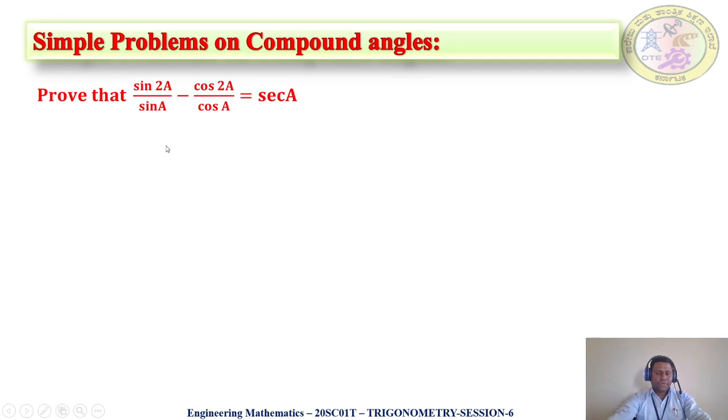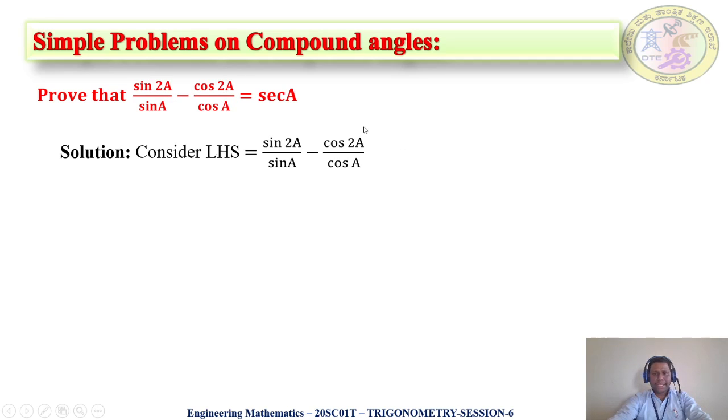Okay. Now prove that sin 2A divided by sin A minus cos 2A divided by cos A is equal to secant A. We have to prove this. So consider LHS, that is sin 2A by sin A minus cos 2A by cos A. What is the step which is remaining here? What is possible? You do not yet know what sin 2A is, because we have not moved to multiple angles.